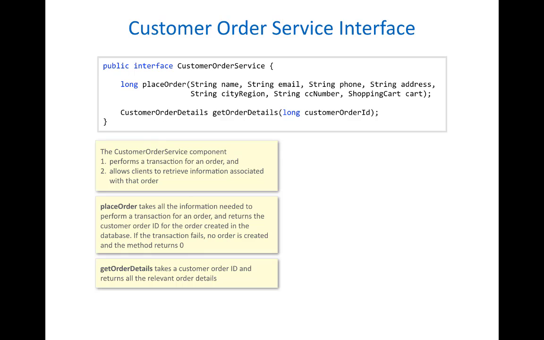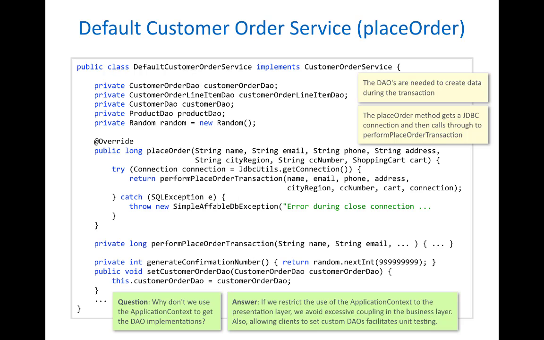This is the signature for the placeOrder method and the getOrderDetails method. PlaceOrder carries out the transaction initiated by the submission of the form on the checkout page, and the getOrderDetails method returns all of the order details needed by the confirmation page. Notice that the placeOrder method essentially takes all the information from the checkout page form in addition to the shopping cart.